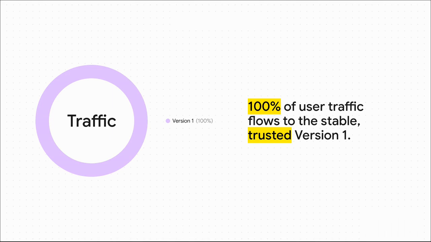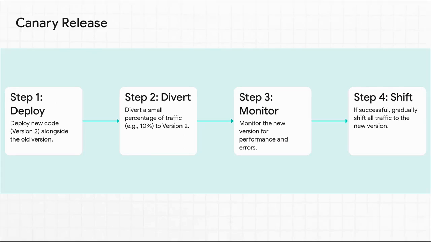Everything's great. But now, the dev team wants to push out an update. Instead of doing a risky big bang release where everyone gets the new code at once, we do a canary release. Here's how it works. First, we deploy our new version 2 right alongside the old one. Then, we use the control plane to tell our sidecar cops to send just a tiny piece of the real user traffic, say 10%, over to the new version. We watch it like a hawk for any errors. And if everything looks good, we just slowly and safely increase that traffic until everyone's on the new, improved route.